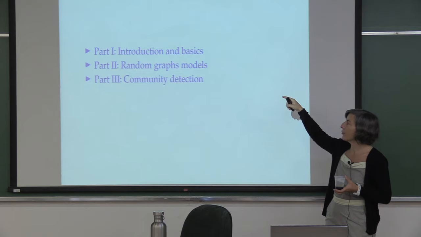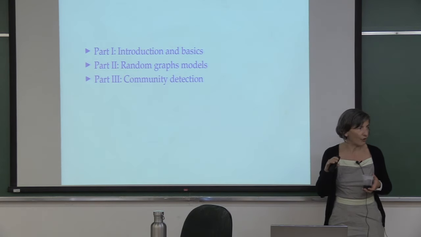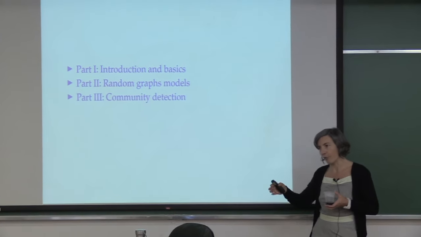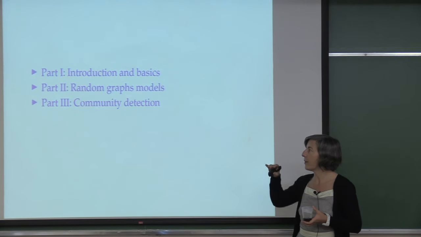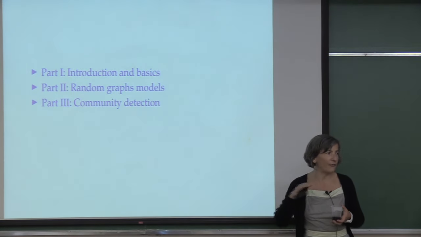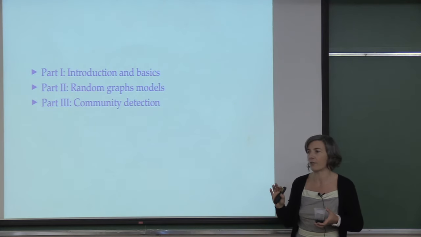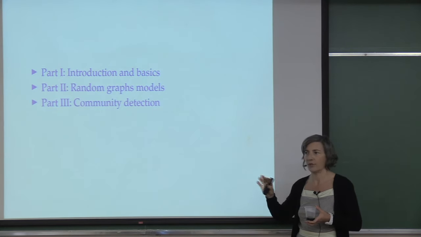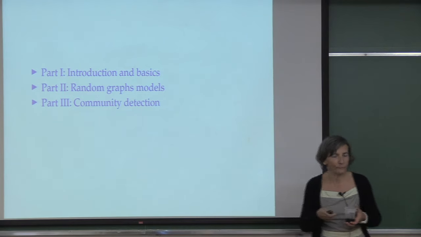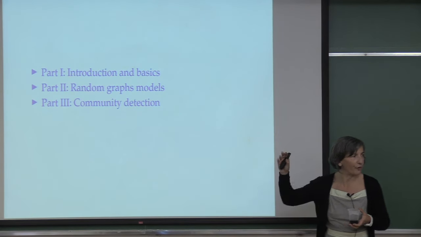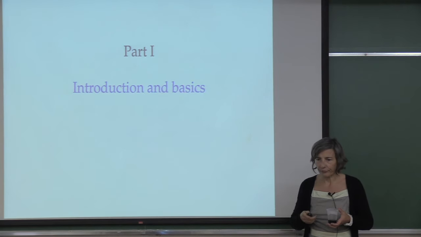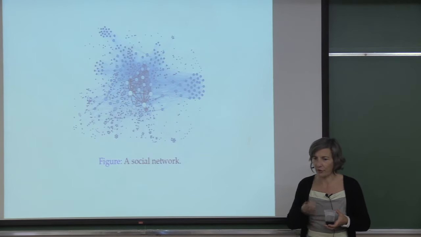Then the second lecture would be very simple random graph models, then a practical lecture about applications of those objects. And the last part is community detection. In fact, we will discuss spectral clustering only. And then the same practical course, okay? So we have six sessions, three theoretical, three practical. Okay, let's start with the introduction.